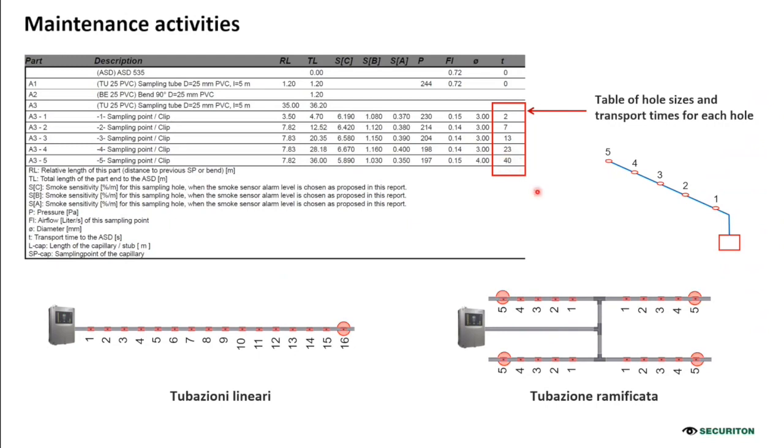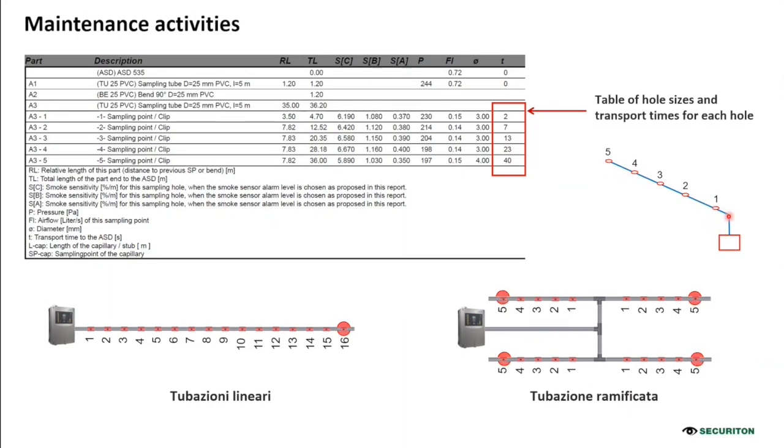What does it mean? It means that for the test, I need to make smoke at the farthest sampling hole. I need to verify that the smoke is coming into the unit within 40 seconds. After a few seconds, you will have a fire alarm. So if this time is more or less correct, that means the installation is good. If this time is too high, that means you have a problem in the installation.